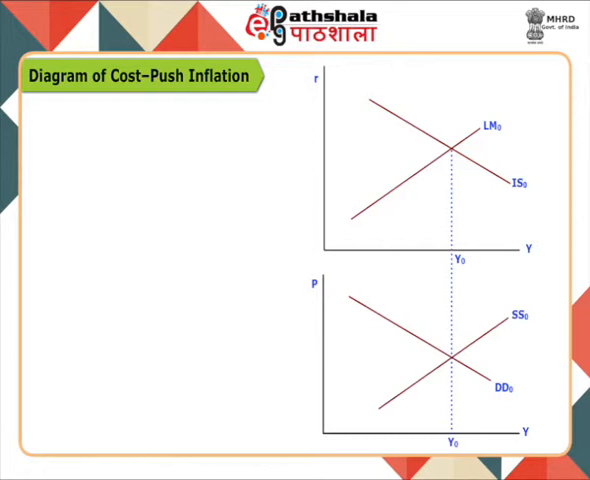This equilibrium is also shown in the lower panel of the diagram, that is at the intersection of the aggregate demand curve DD0 and the aggregate supply curve SS0, having an equilibrium level of output at Y0 with price level P0. Now, in an economy, the aggregate supply curve shifts to the left due to the increase in cost. As the aggregate supply curve shifts, the new supply curve is represented by SS1.